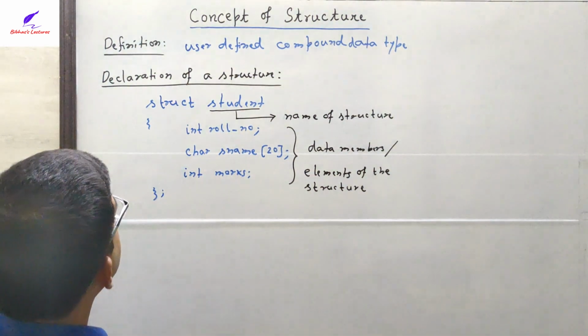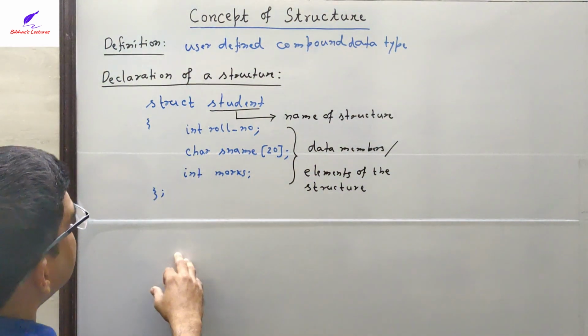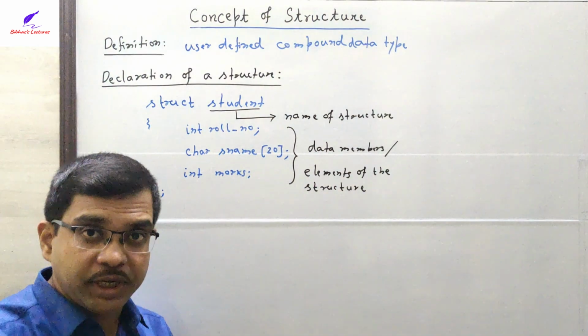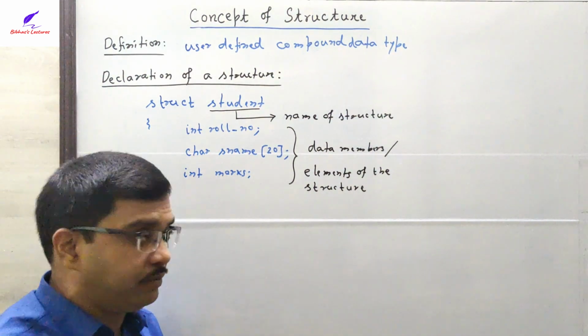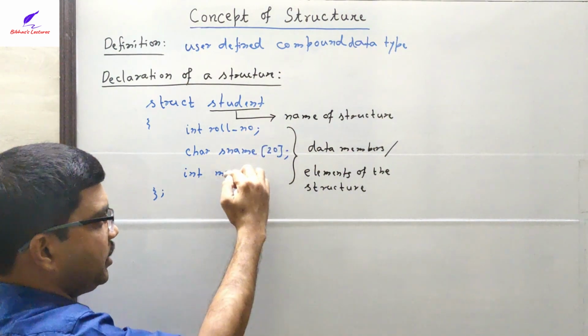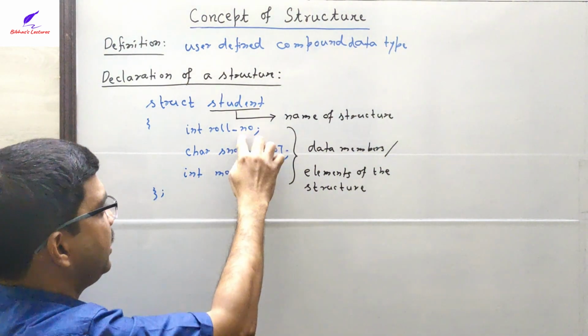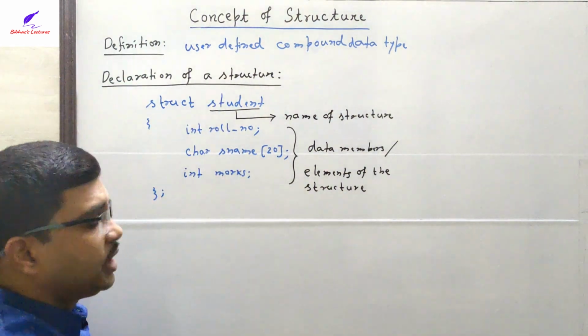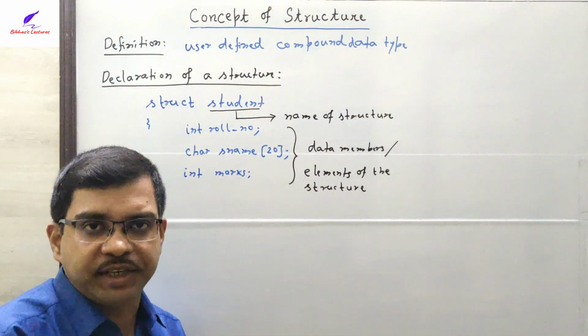Now whenever we are declaring a structure, until and unless we declare the structure variable, we cannot access these values, because you cannot directly access roll number, sname, and marks, because these 3 things are the members of the structure.